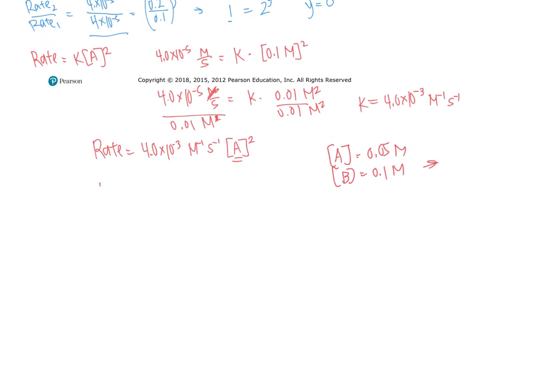So let's find out what the rate is. So rate equals 4.0 times 10 to the negative 3 molar inverse second inverse times A, which is 0.05 squared. And don't forget my units, molar. So now when I plug that in to my calculator, I end up getting that my rate equals 1.0 times 10 to the negative 5 molar per second.